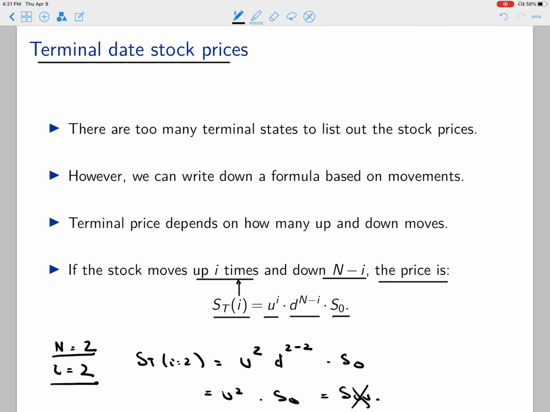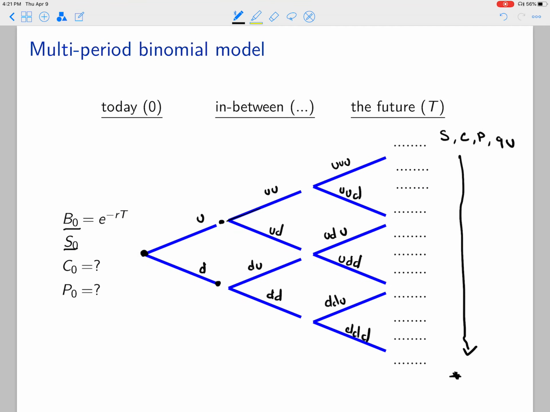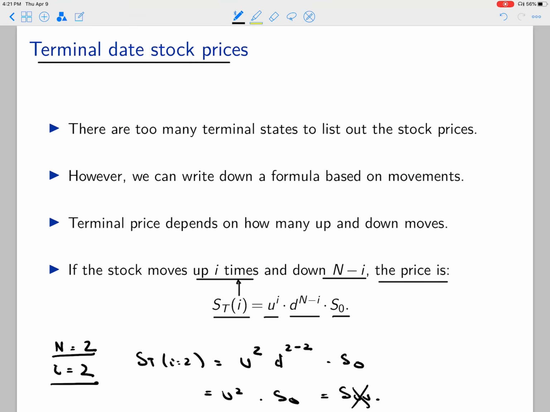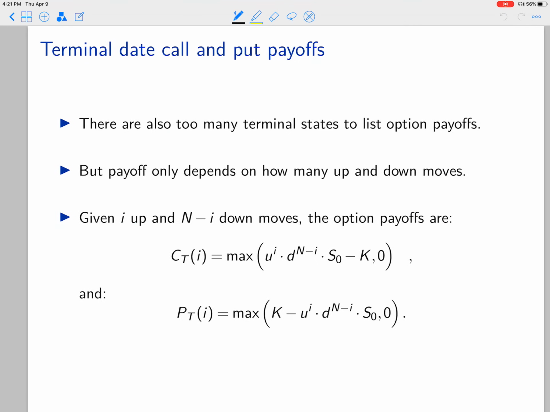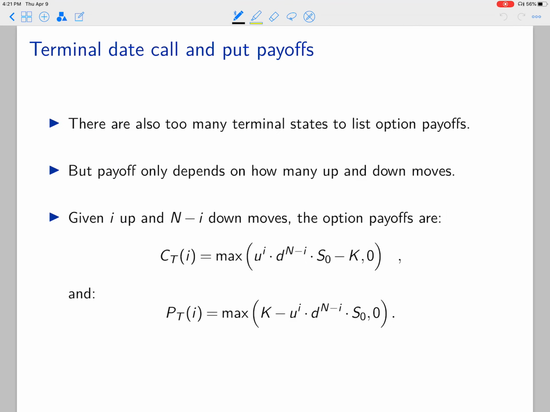Okay, we can use this trick. The key trick is that we can forget about all the possible states, for which there are 2 to the n, and instead focus on just how many up movements there are in the model, which can range from 0, which would be the state all the way down at the bottom, to n up movements all the way to the top, or n plus 1 possible different ones. Okay, so we can use this same trick to calculate call option payoffs and risk neutral probabilities.